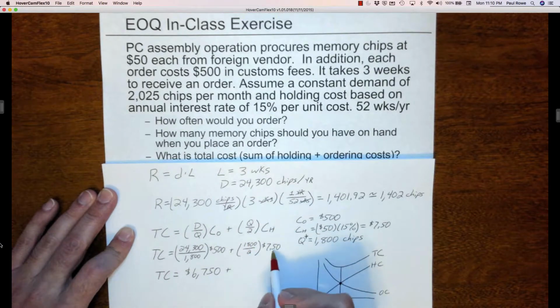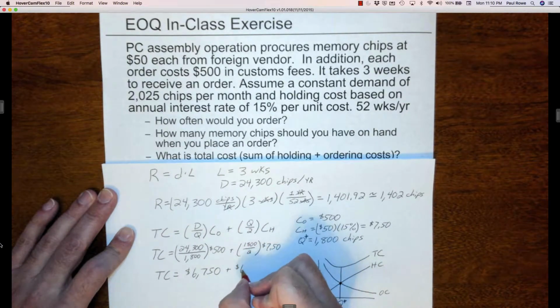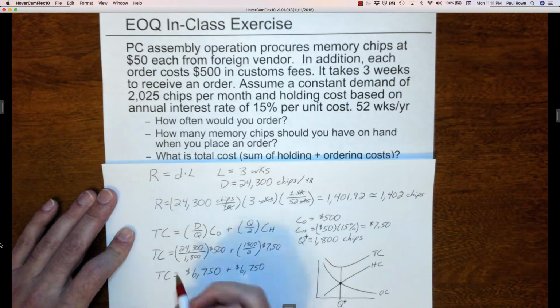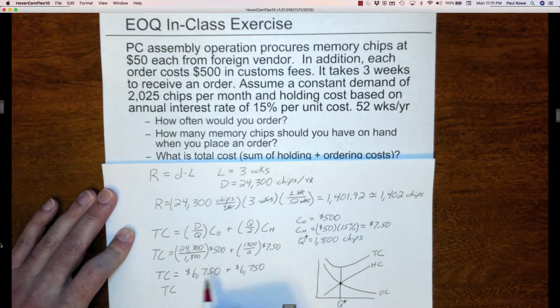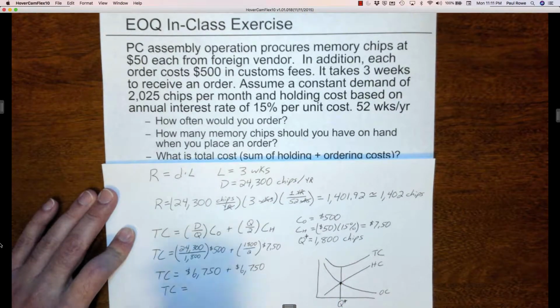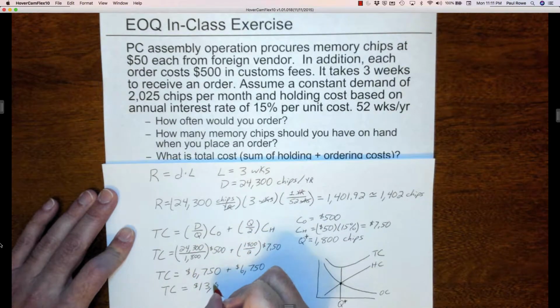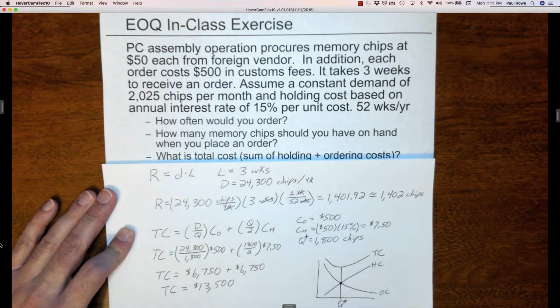So now I can do this calculation. I come up with 6,750. Well, again, since these two numbers are equal, it tells me I'm probably going to be on the right track. Now, if these two numbers were different, it probably means that you did some calculation error or possibly put in an incorrect value somewhere. Because again, you should know at the EOQ you should have these two values equal. So we have our 13,500 for our total annual costs.